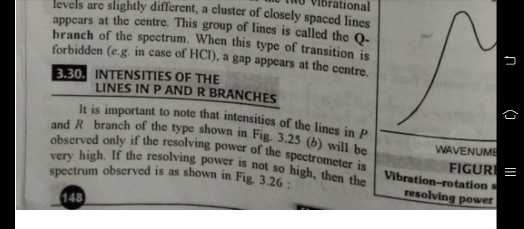Next topic is intensity of the lines in P and R branches. It is important to note that intensities of lines in P and R branch, as shown in the figure, will be observed only if the resolving power of the spectrometer is very high. If the resolving power is not so high, then the spectrum obtained is shown in figure 3.26.